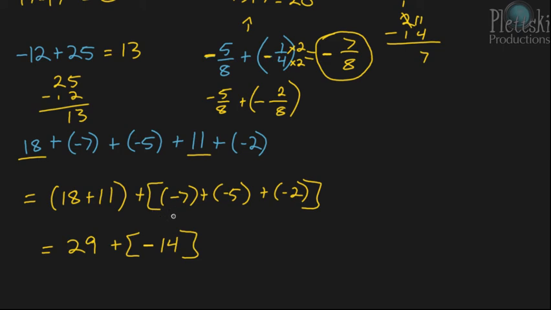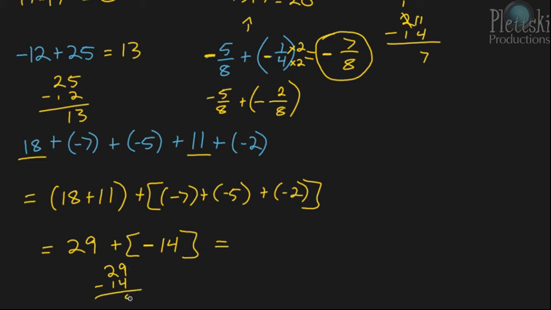And now it's something that's easier to handle. We can add 29 plus a negative 14 and take a look at the distance away from 0 of each of these. Well, the 29 is going to be farther away from 0 than negative 14. So our answer is going to have the same sign as the 29, which is positive. So our answer is going to be positive, and then we just take the difference of 29 and 14. So 29 minus 14.